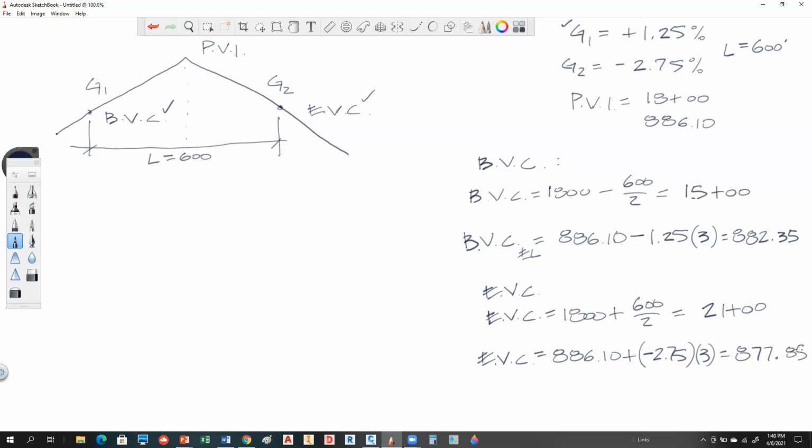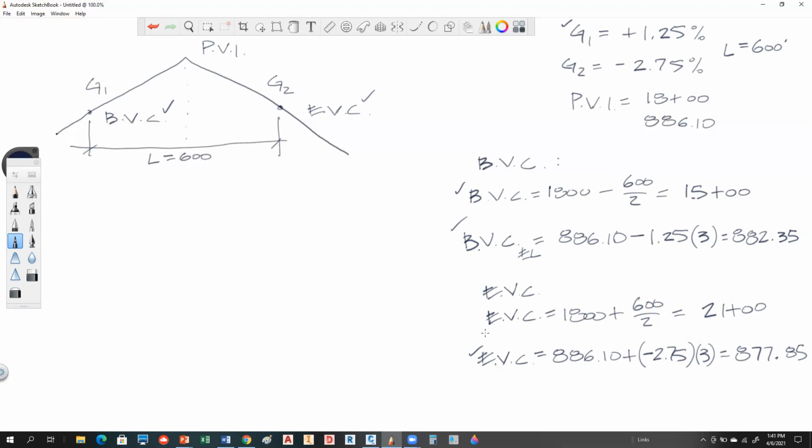Okay, so everybody see what I done there? This right here is very important. This is a check, okay? So you need to be able to do all three, but the BVC station and the BVC elevation, you got to get that right or you get everything wrong. Okay? Is everybody okay with that?